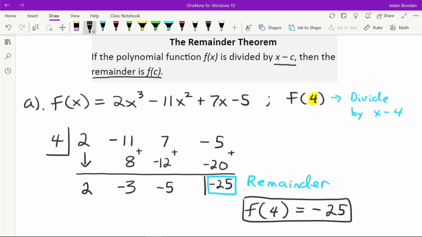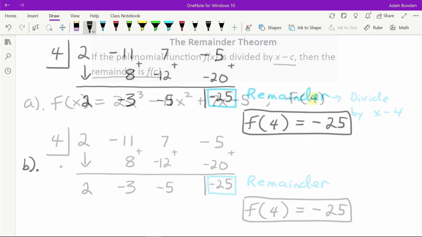So we don't need to plug the number in for x. Essentially, this tells me that the value for f of 4, if I plugged 4 in for x, I'd get the same thing that I did here for the remainder, negative 25. Let's try another one here.